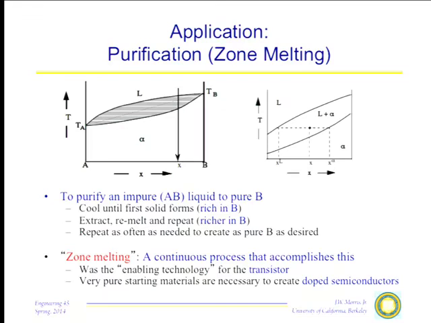So by just repeating this process, going just inside the two-phase region to create a solute-rich alpha, extracting the solute-rich alpha, and then repeating the process, I can make you an alpha phase that is as pure in B as I want. You want 5 nines, I'll give you that. You want 7 nines, I'll give you that. Just this process.